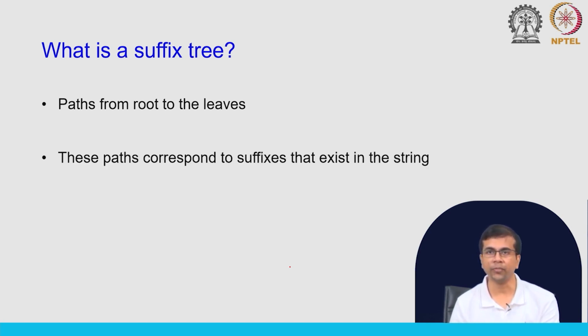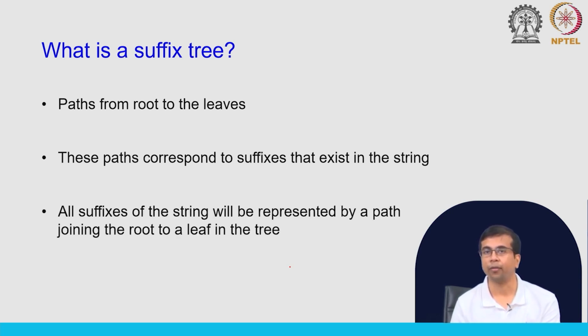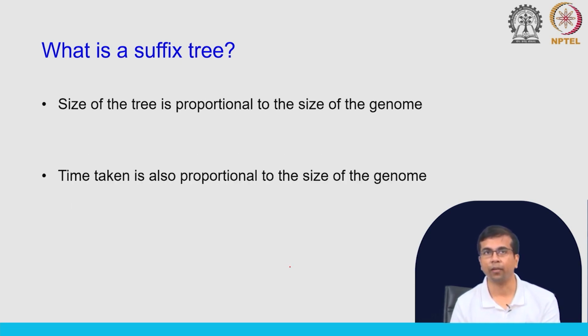And these paths correspond to the suffixes that exist in the string. So, we have seen all possible suffixes and we will have paths corresponding to each of these suffixes. All suffixes of the string will be represented by a path that joins the root and goes to a leaf in that tree. So, this will be the suffix tree, where all the suffixes of a string are represented.